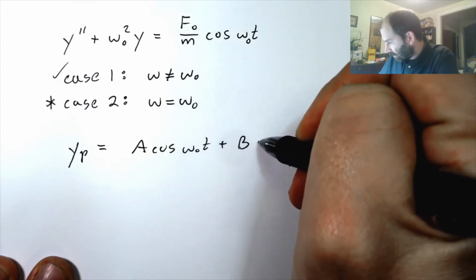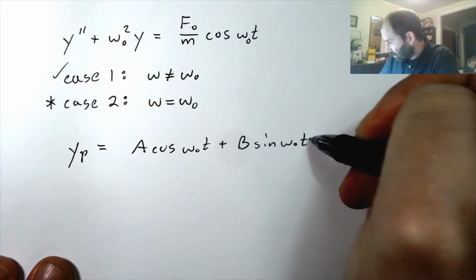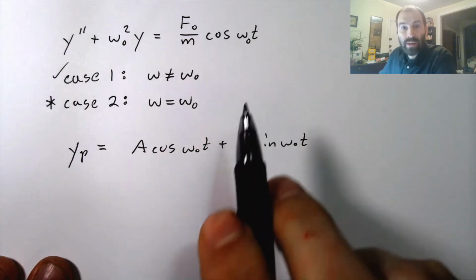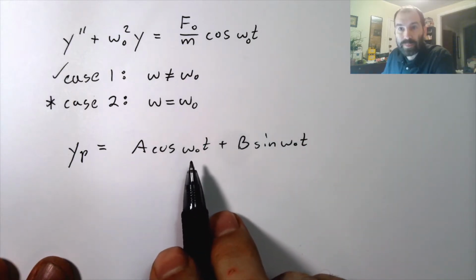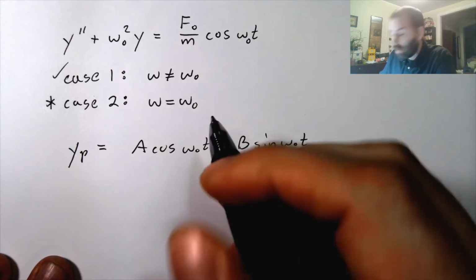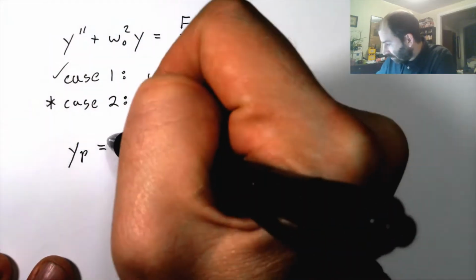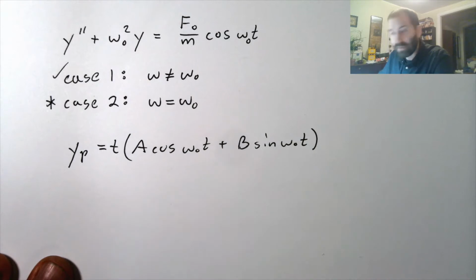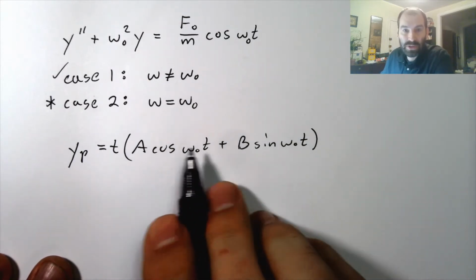Ordinarily we would make our guess that our particular solution would be this thing. But when the complementary solution has the same value here for its omega, we have to multiply this by t to be able to find the solution. Now we're going to use the method of undetermined coefficients to find these coefficients.